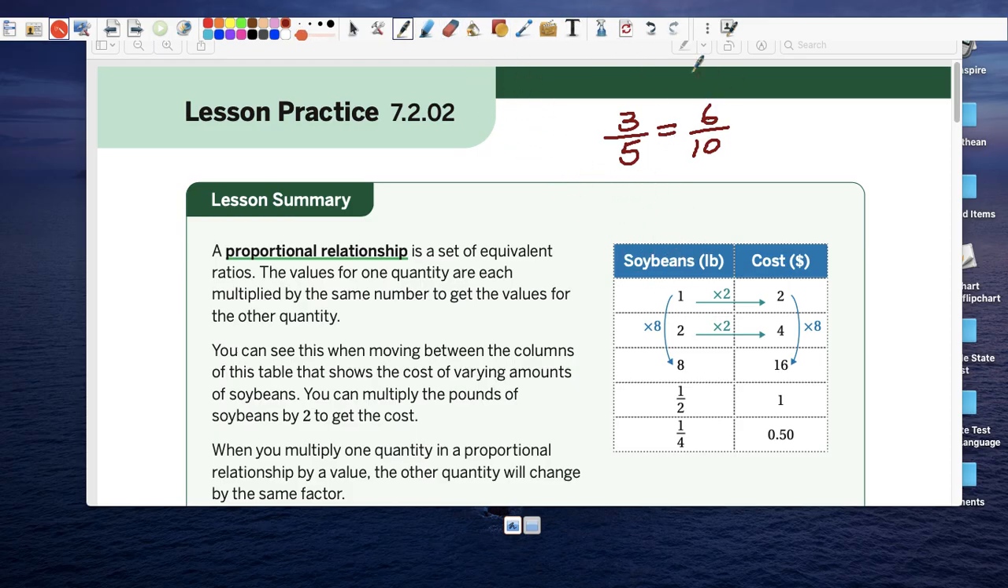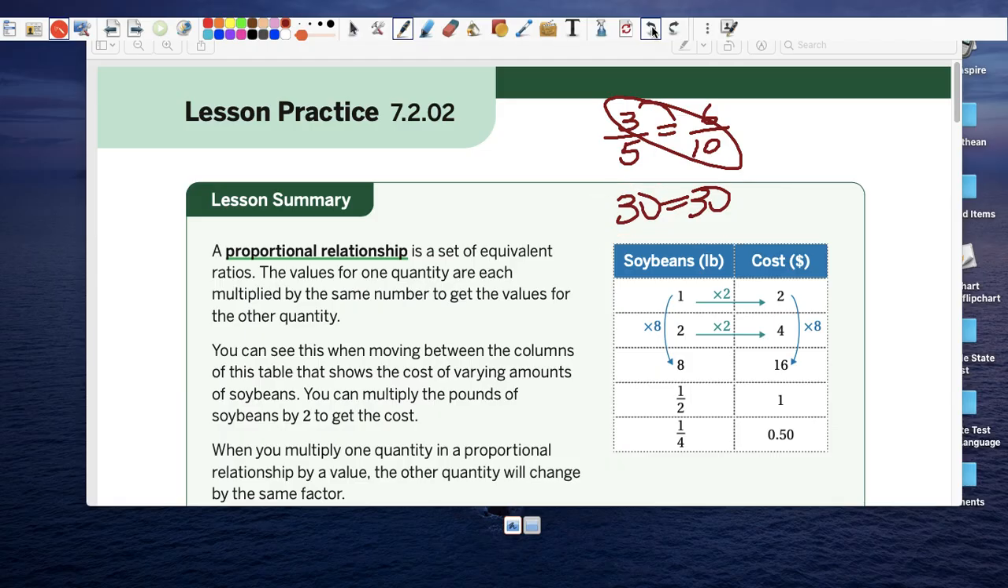Well, one way we can do this is to cross multiply. Cross multiplying is just a shortcut of setting those two fractions to have the same denominator, and then comparing them. So in this case, 3 times 10 is 30, 5 times 6 is 30, and they're equal to each other. So what does that tell you? It tells you that 3/5 and 6/10 are proportional.